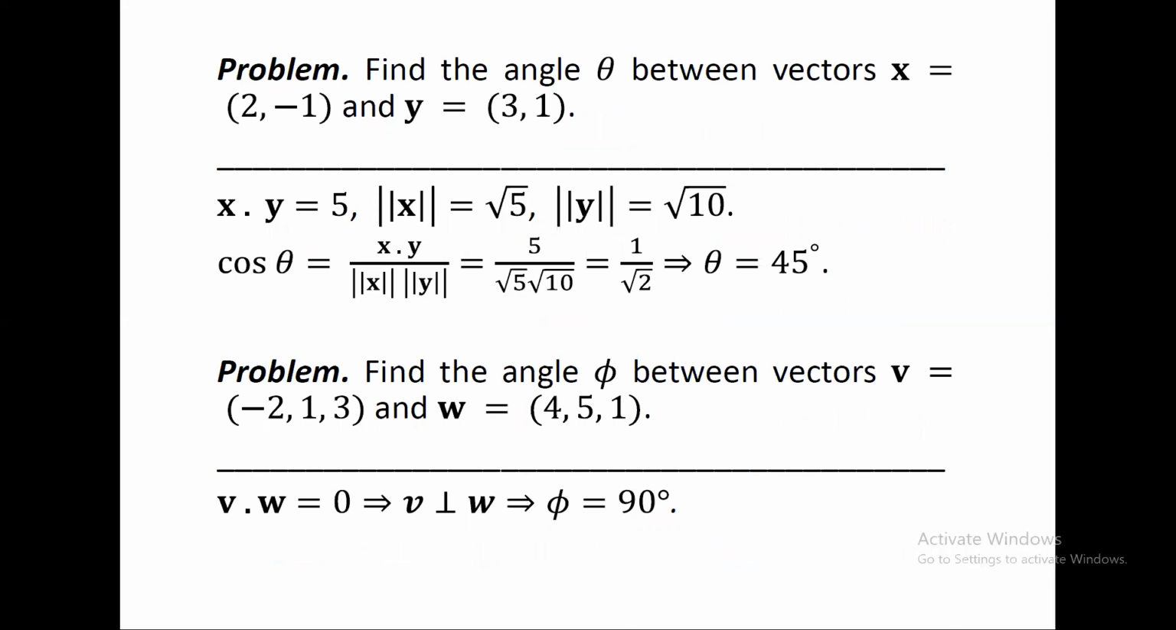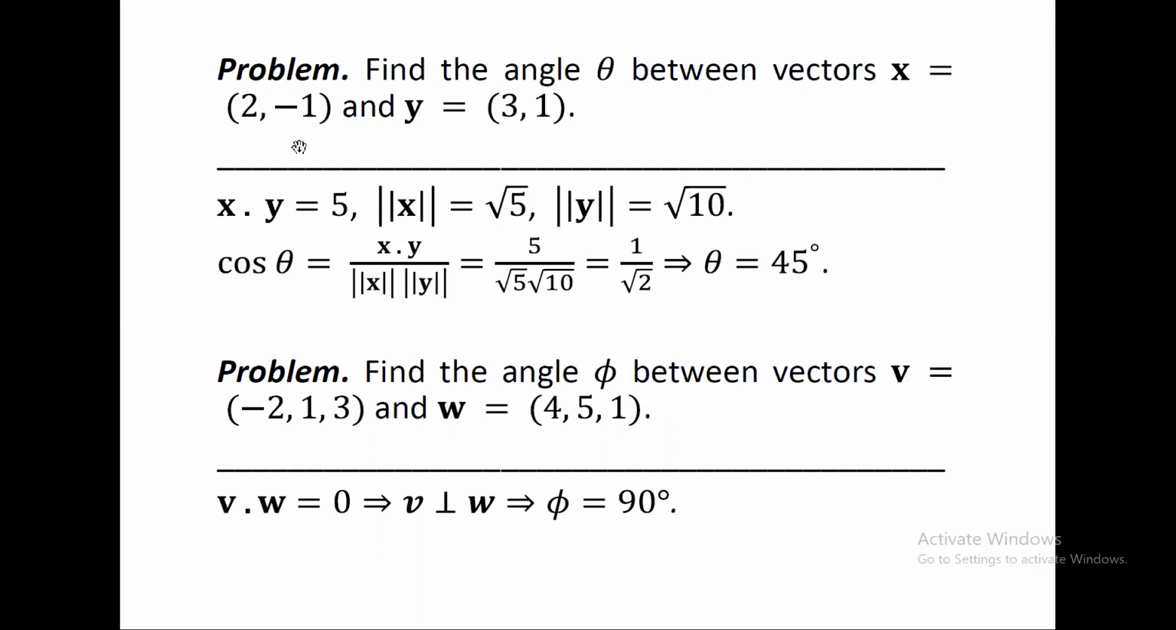So if you want to find the angle between two vectors, x equal to 2 comma minus 1 and y equal to 3 comma 1, we can just take the dot product of these two. Naturally, 2 into 3 plus minus 1 into 1, 6 minus 1, will be equal to 5. The length of x is the square root of 2 squared plus minus 1 squared, that is root of 5. The length of y is root of 3 squared plus 1 squared, that is root of 9 plus 1, that is root of 10.